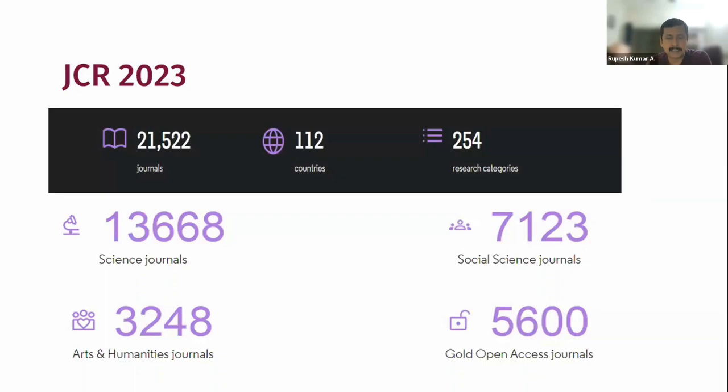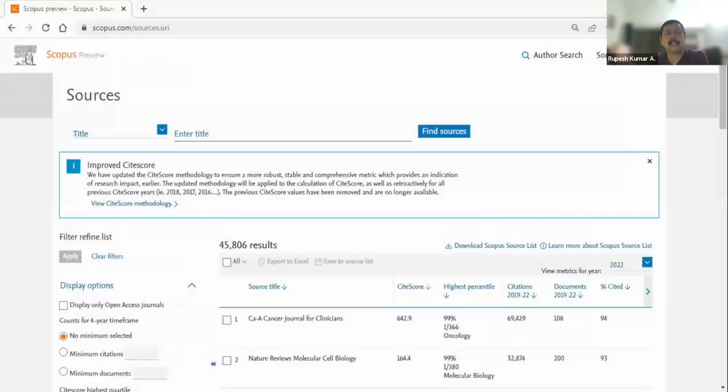Gold open access journals, the journals which provide articles freely downloadable from the day one of publishing, are gold open access journals. 5,600 gold open access journals are available. I'll talk about open access publishing on some other occasion when I get an opportunity. Here is the Scopus sources list. As of today, it lists about 45,806 sources. You can filter on the left-hand side, you can filter it only to journals to find out only journals.